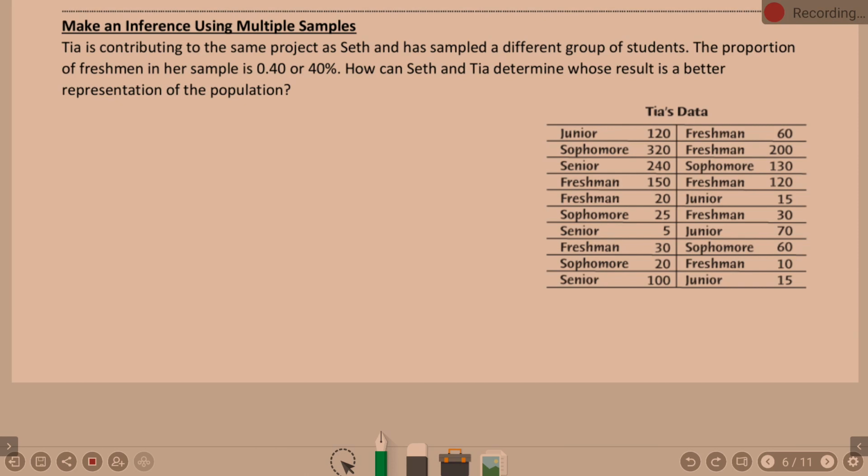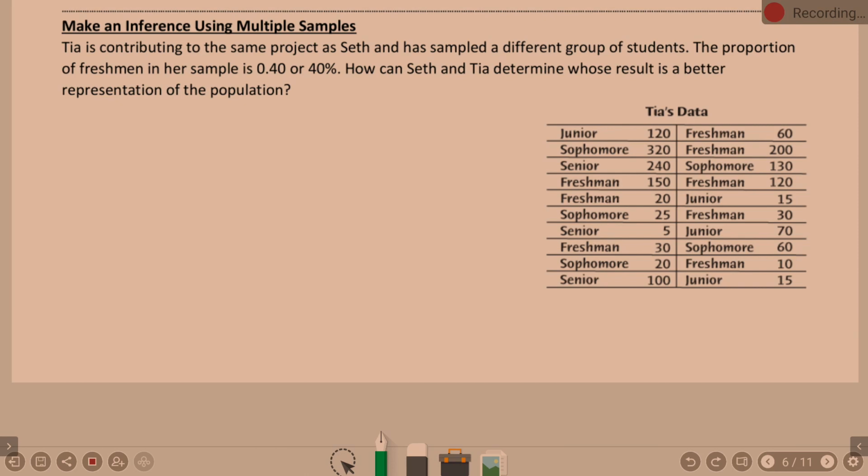If we don't have enough information, could we look at gathering more information? We could tell them to do that. Huh? I said we could tell them to do that. Well, depending on how you interpret this question, how can Seth and Tia determine whose result is better? Could there be an option of them getting larger samples, gathering more information?